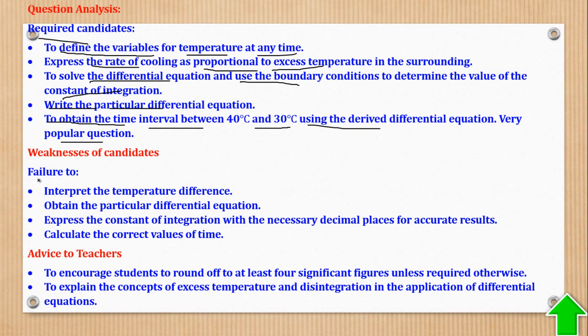The question was very popular, but there was failure to interpret the temperature differences. Then also failure to obtain the particular differential equation. Failure to express the constant of integration with the necessary decimal places for accurate results. So don't over-round off. Failure to calculate the correct values of time. Then advise that teachers should encourage students to round off to at least 4 significant figures, unless required otherwise.